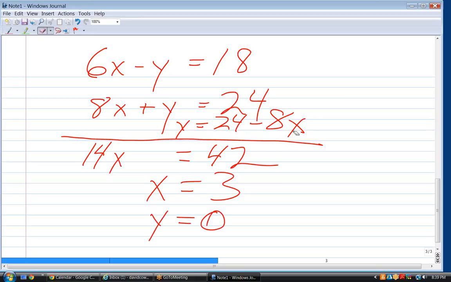And just to make sure that that solution fits, it works for this equation. 6 times 3 minus 0 is equal to 18. And it works for the second equation. 8 times 3 is 24 plus 0 equals 24. So those two solutions work.